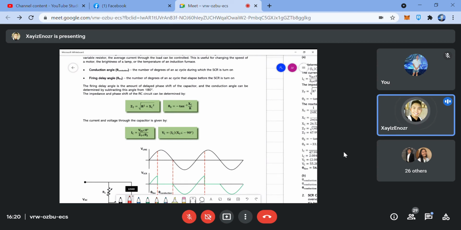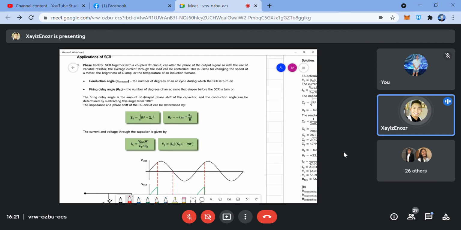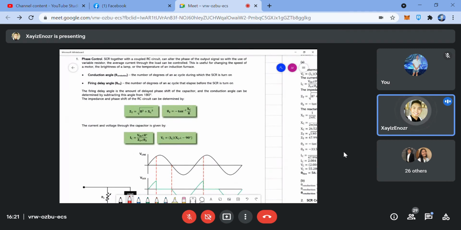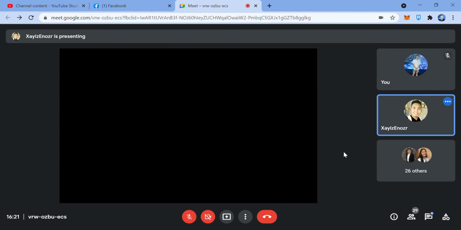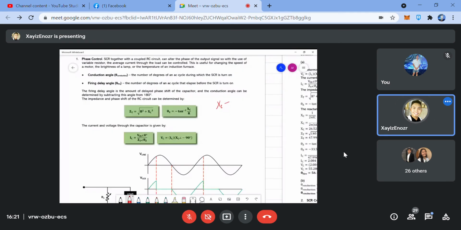Ito, ZT or yung impedance ng resistor tsaka ng capacitor, yung RC circuit natin. So we have square root ng R squared plus XC squared, where XC is yung tinatawag na capacitive reactance. Then, to find the angle of the impedance is negative arctangent of XC over R.